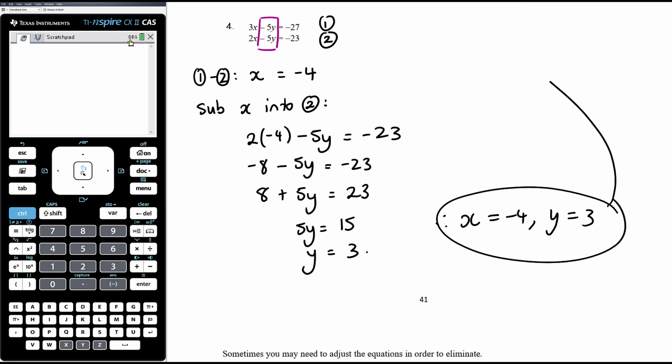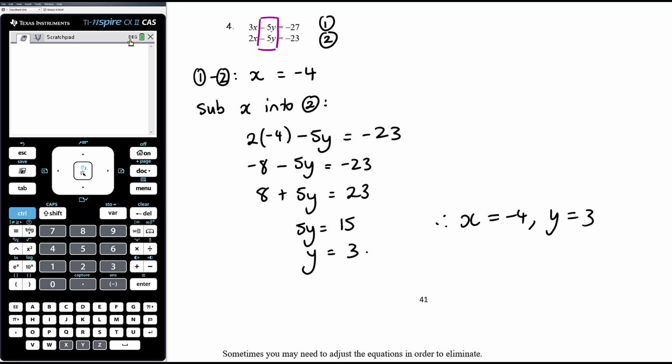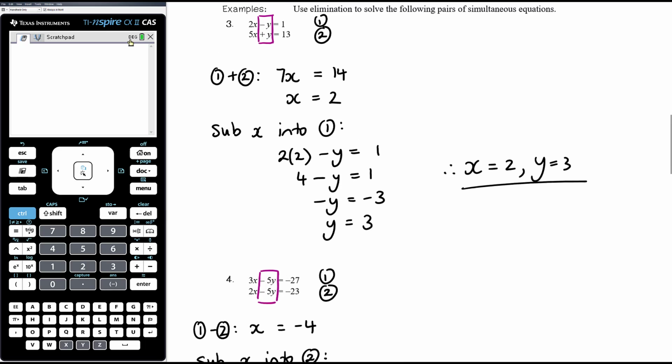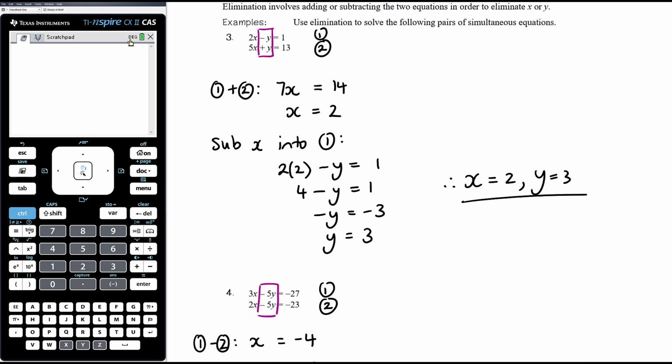Again, you should be able to check it. If you substitute those x and y values back into both equations, they should make the equations true. The left-hand side will equal the right-hand side. Okay, so elimination is useful when we have the same term in both equations.